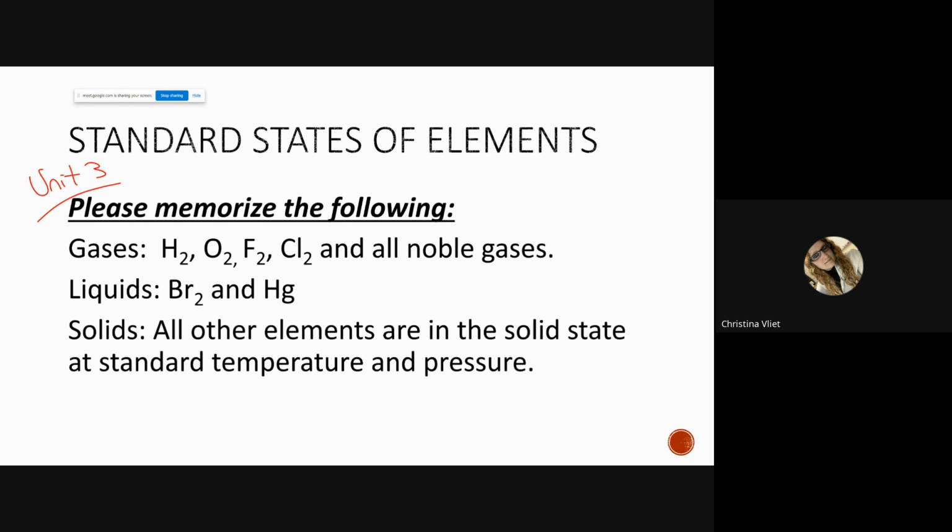Do you need a quick review? You remember that your diatomic elements are here. Only 2 polyatomics, phosphorus and sulfur. Everything else exists as 1.